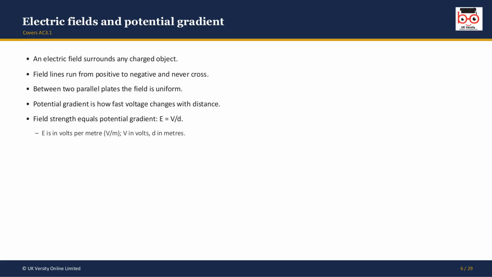An electric field surrounds any charged object, and we picture it with field lines that run from positive to negative and never cross one another. Between two parallel plates, the field is nice and uniform. A closely related idea is the potential gradient, which is how quickly the voltage changes with distance, and in fact the field strength equals that potential gradient. The field strength equals the voltage divided by the distance. So the field strength comes out in volts per meter, with the voltage in volts and the distance in meters.